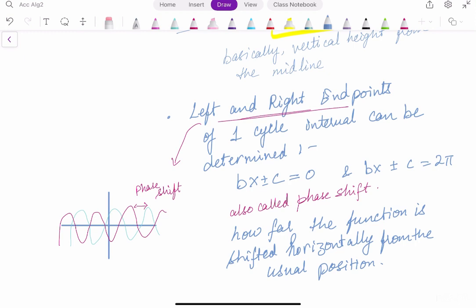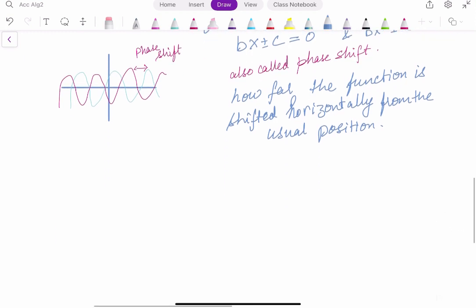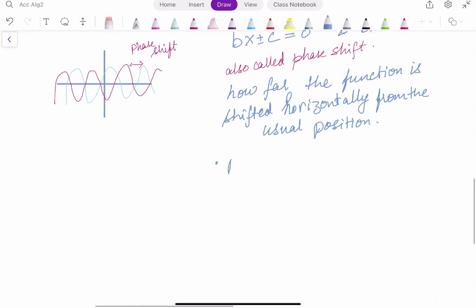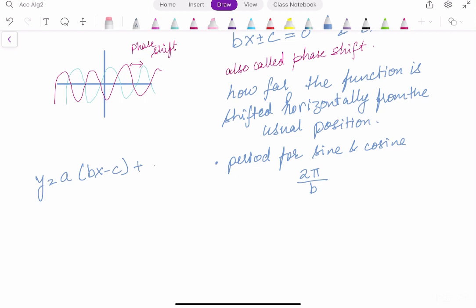Right? So all these key points are very, very important when you are analyzing the sine and the cosine function. Now, if I have to say period, as I said earlier as well, period for sine and cosine function is always 2 pi divided by the coefficient of x, and the coefficient of x is nothing but b. So going back to the function again, y is equal to a, and again I forgot to write cos or sine. Please write cos or sine. So b is what I am looking for.